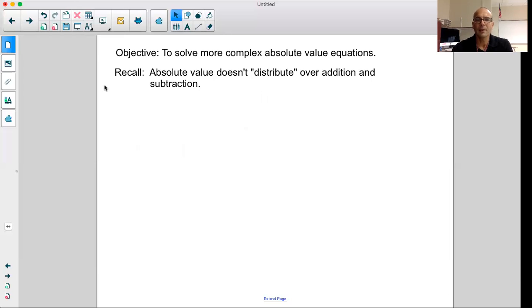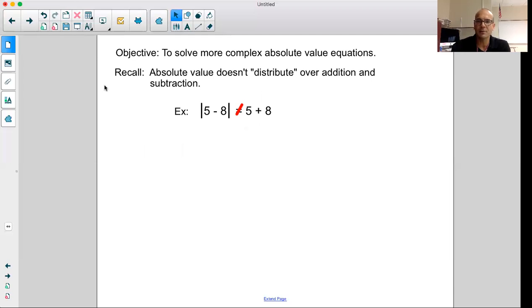So another thing that came up in the last video, which I think is really going to become important now, is that we don't distribute over addition and subtraction. So we had seen this example that absolute value of 5 minus 8 is not going to be handled by taking the absolute value of 5 and the absolute value of -8. We don't distribute absolute value over addition and subtraction.